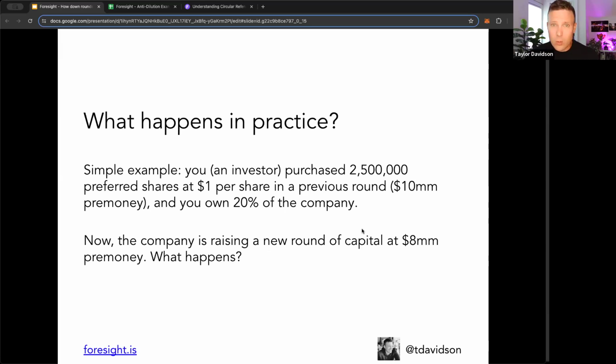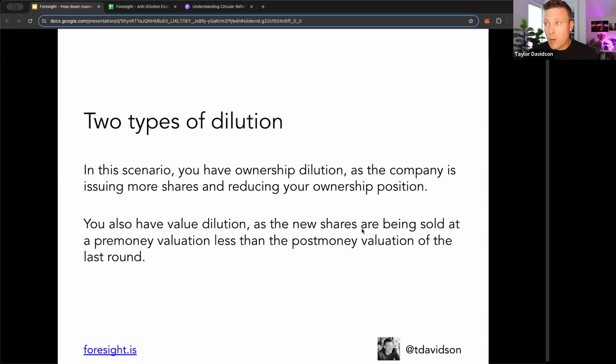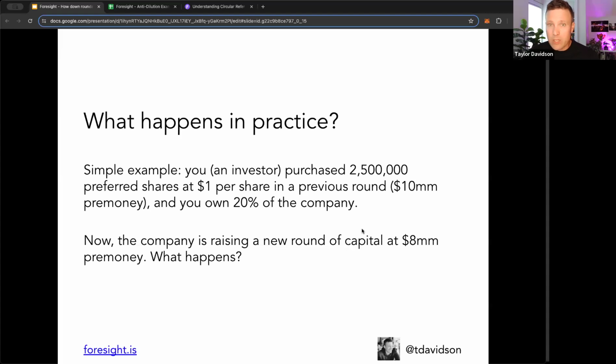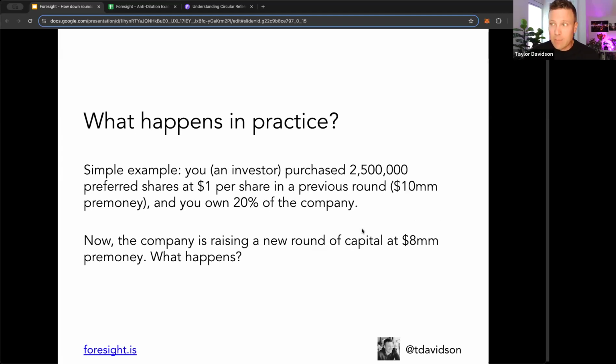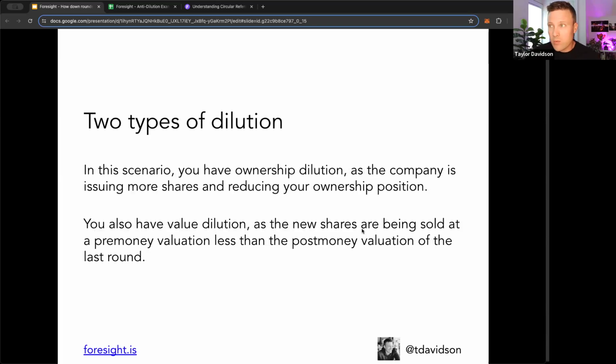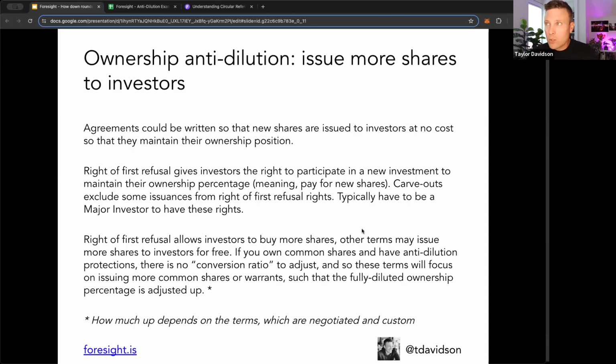Say an investor purchased 2.5 million preferred shares, you pay $1 per share, and you own 20% of the company. And the company raises a new round at an $8 million pre-money. What happens? Well, in this case, we have two different types of dilution coming in. So we have ownership dilution. You own 20% in the company. Now the company is issuing more shares, and now you won't own 20%. You also have value dilution because previously you purchased shares at a $10 million pre, and now the company is raising money at an $8 million pre, so less than the post-money in the previous round. So you have these two different types of dilution happening.